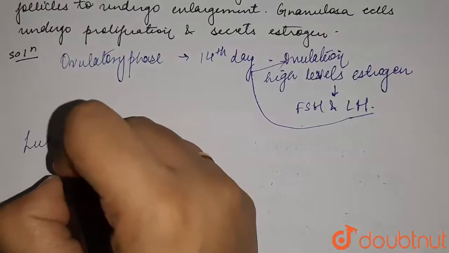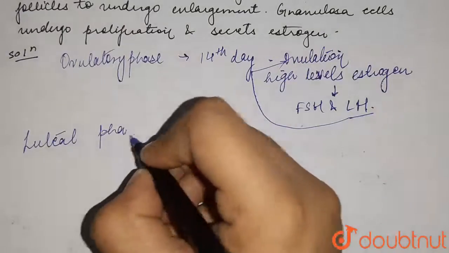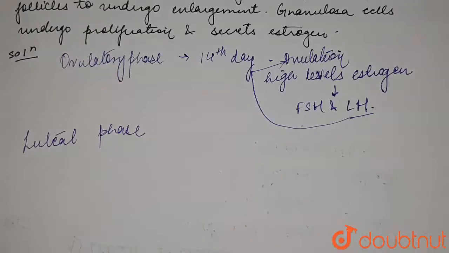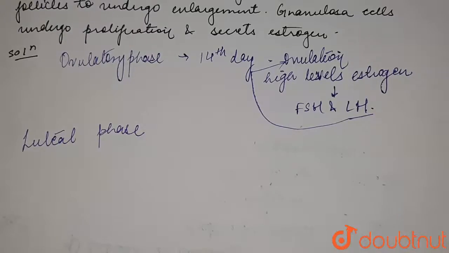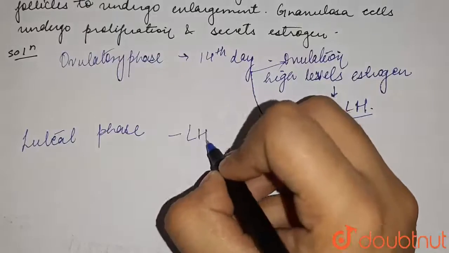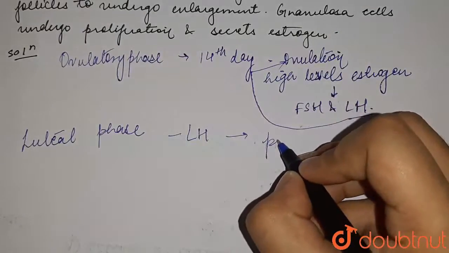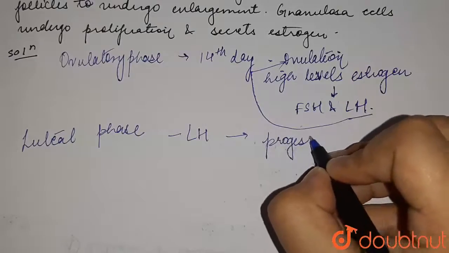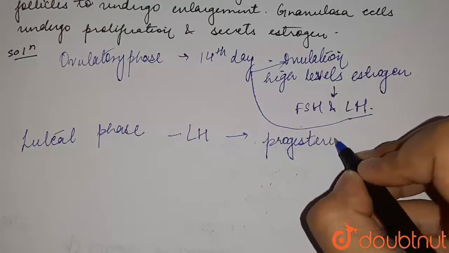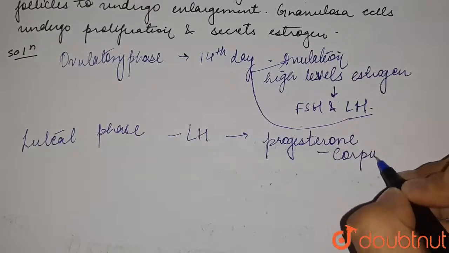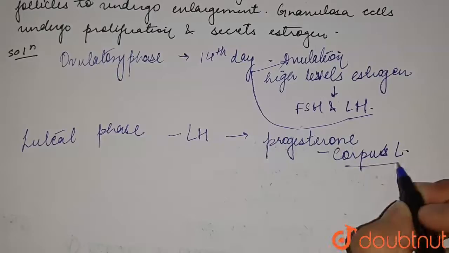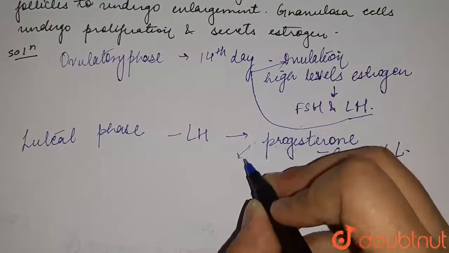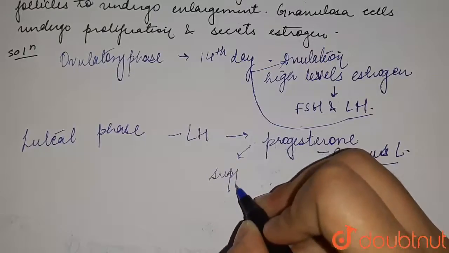Then we have the luteal phase. In this luteal phase, the corpus luteum breaks down, and levels of estrogen, progesterone and inhibin will decrease. Before that, there would be the luteinizing hormone, which is LH. It will stimulate the formation of progesterone by stimulating corpus luteum. They will stimulate the corpus luteum, which will produce the progesterone if there is fertilization to support pregnancy.